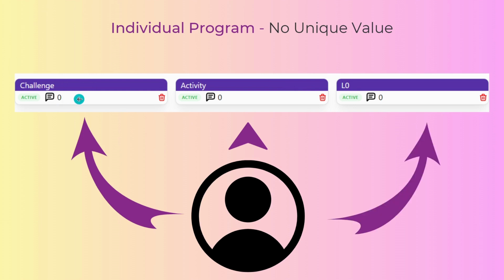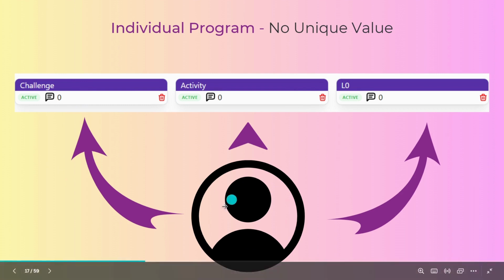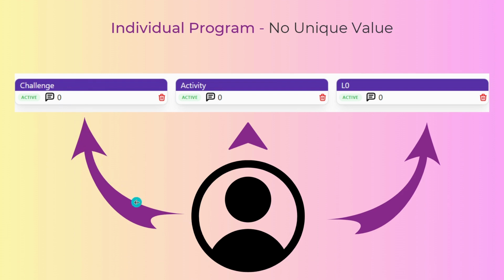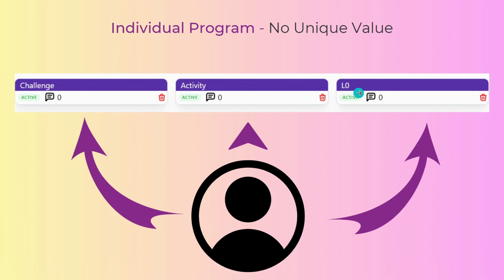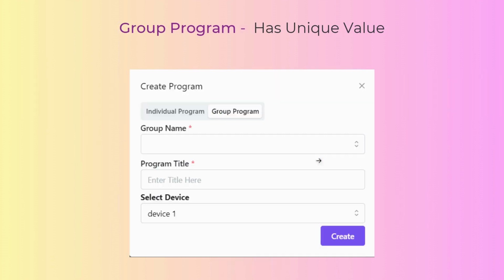Every program contains a sequence of messages, right? So if this person becomes a member of a particular program, he will start receiving the messages from that program, whatever the scheduled messages are, every day. In the individual program, he can be a member of all three programs and receive messages from all three. There is no restriction. But in a group program, you can see here we have a group name and a program title, right? So in a group program there is a unique value.